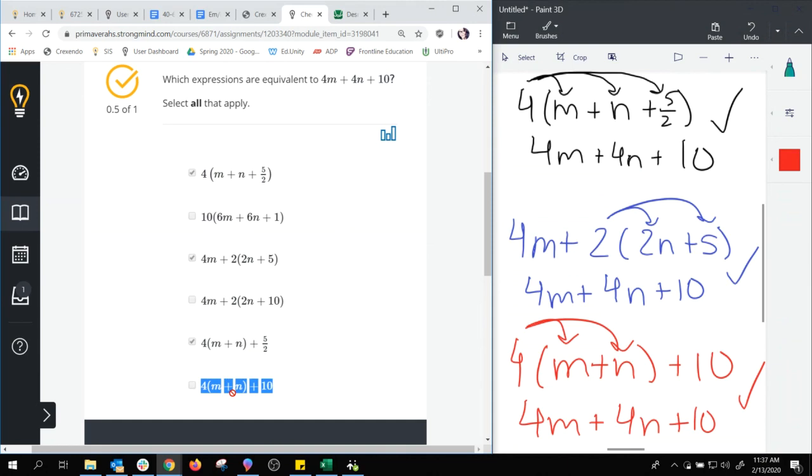Natalie or Kelsey, do you guys have questions on this one? There's 3 right answers on this one. 3 I have on this page. Yeah.